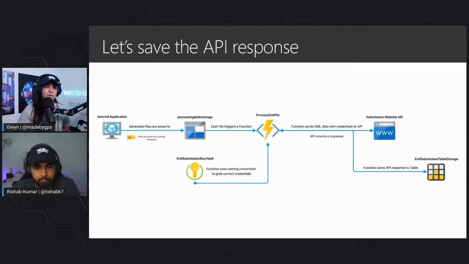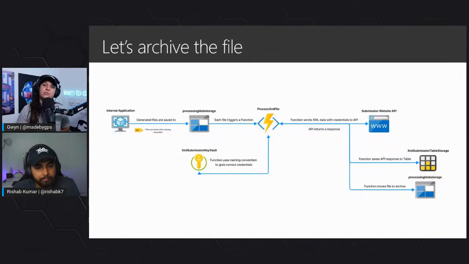So then the response, again, we're using table storage to keep the responses. Table storage is a very, very simple service, you think of a table in a database, compared to something like Cosmos DB or Azure SQL and whatnot. So the function will save the API response to the table. And then, of course, we talked about archiving files as well. The function would then archive the file if it was a success. So this is the diagram according to if it was a successful submission, of course.